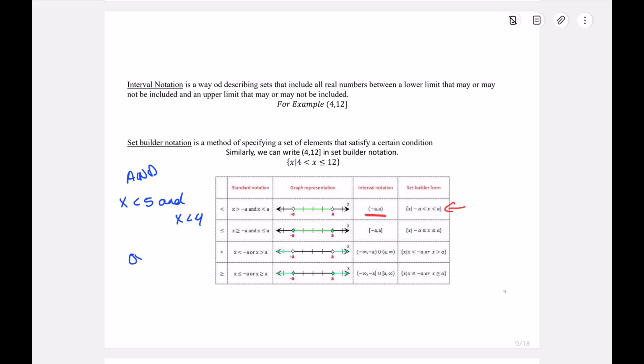And for an or, we would want at least one condition to be true. So if we were given the same thing, we want to make sure at least one of the conditions was true. Whereas for and, we want to make sure that both conditions are true.